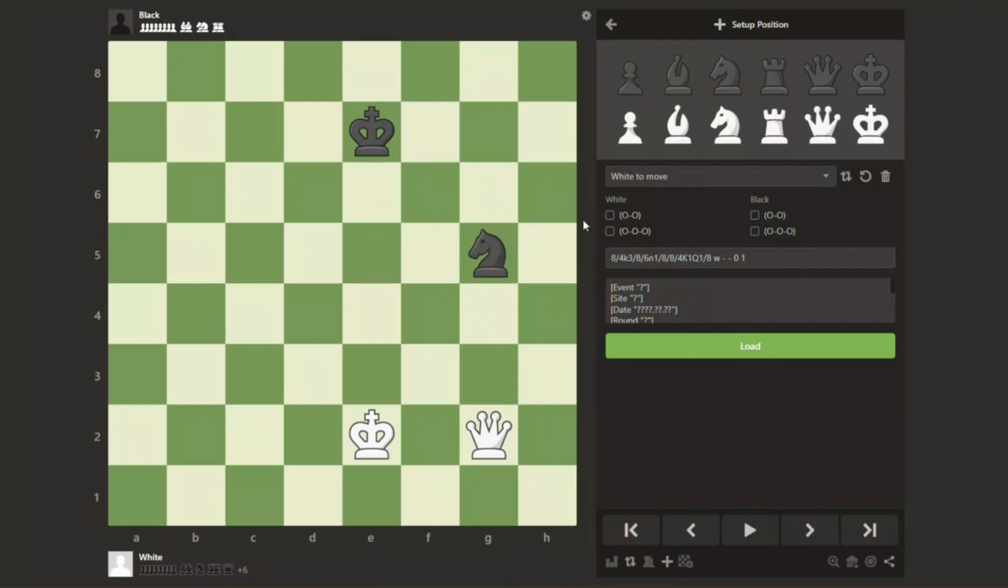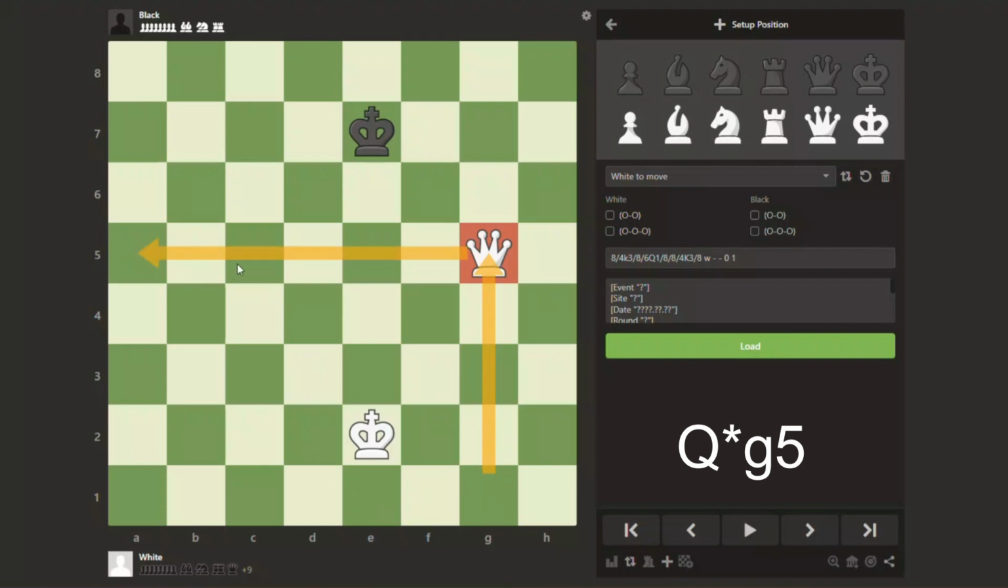In this example, I am capturing the knight with my queen. So I have captured it with the queen. Okay. So this notation will be, first of all, we will write the symbol of queen, which is capital Q. Then we will write the symbol of capture. For capture, the symbol is multiply. And then we will write the square name where the queen has landed after the capture. So this was the notation for capturing.